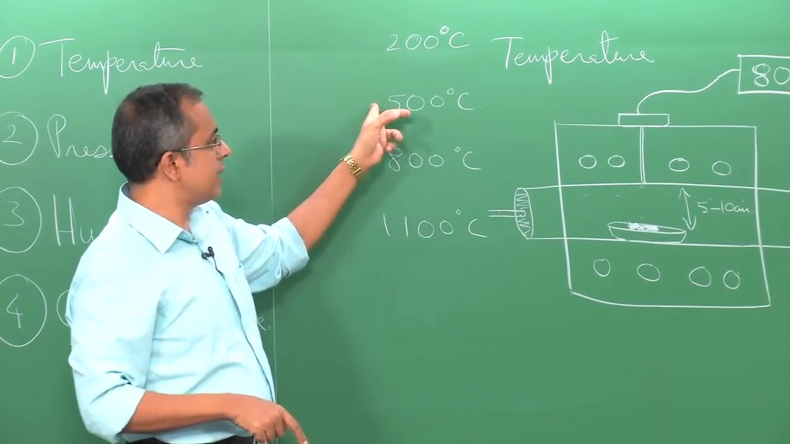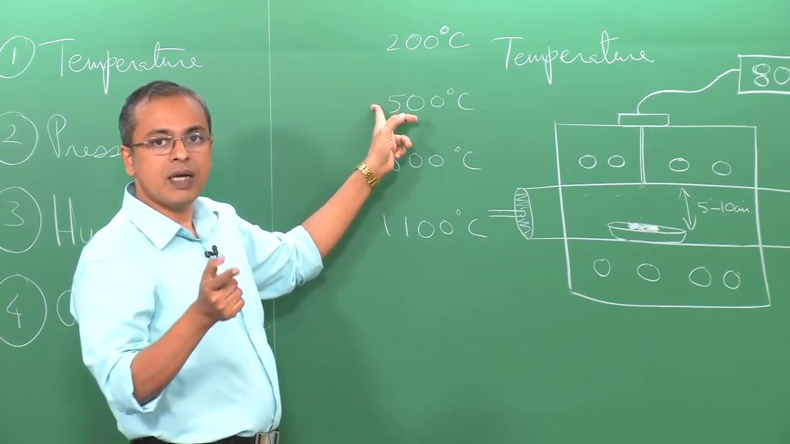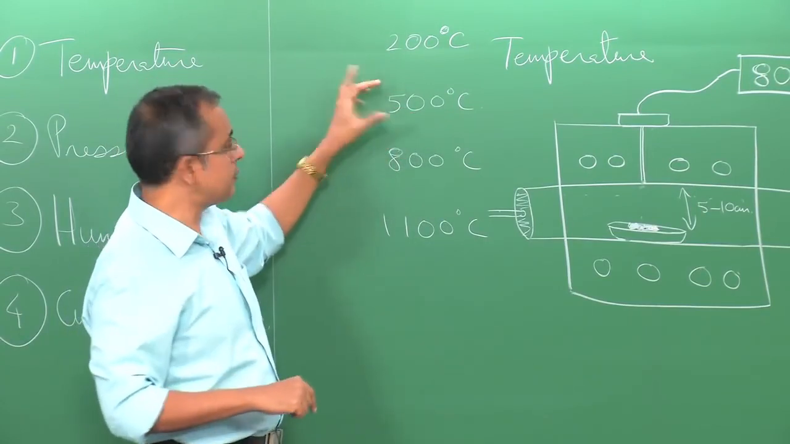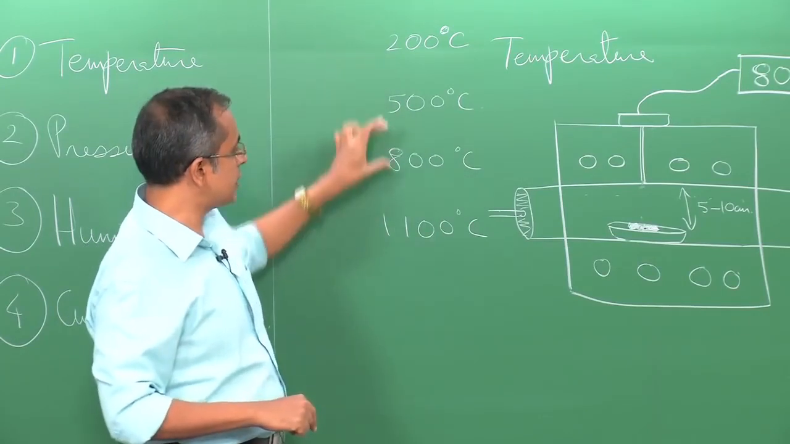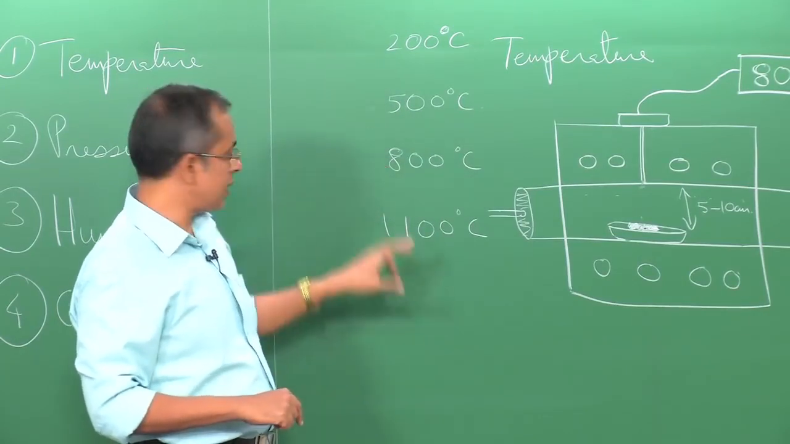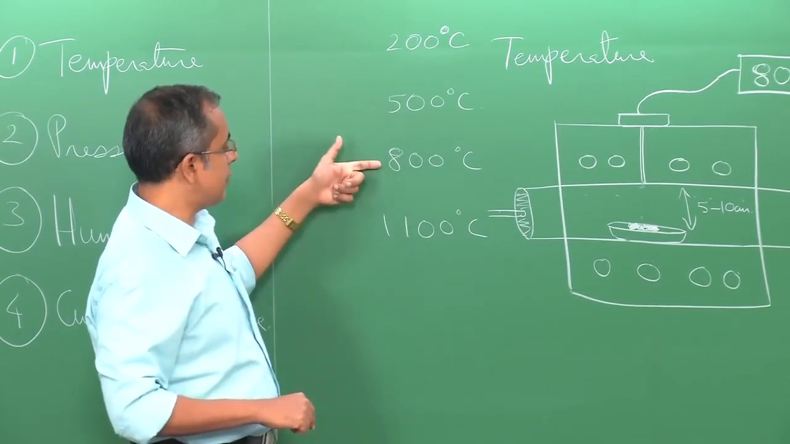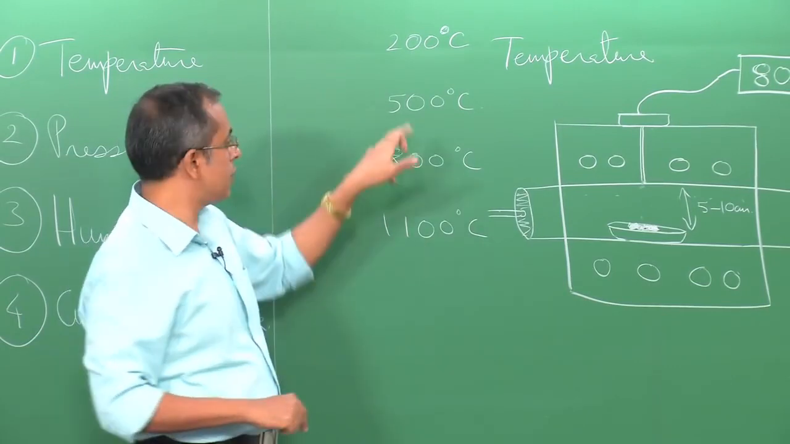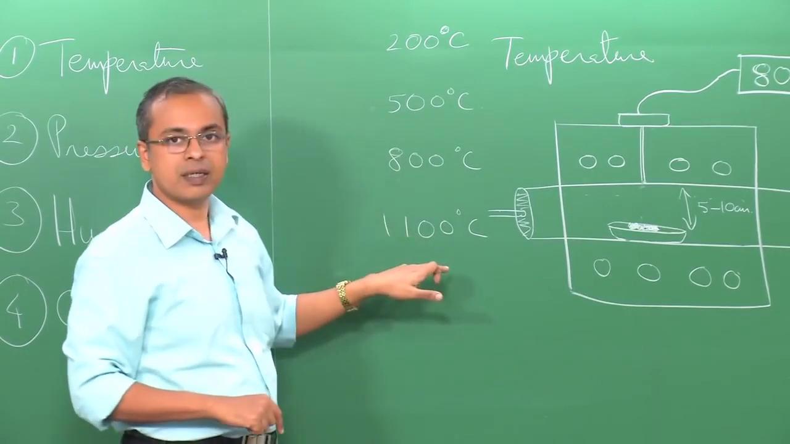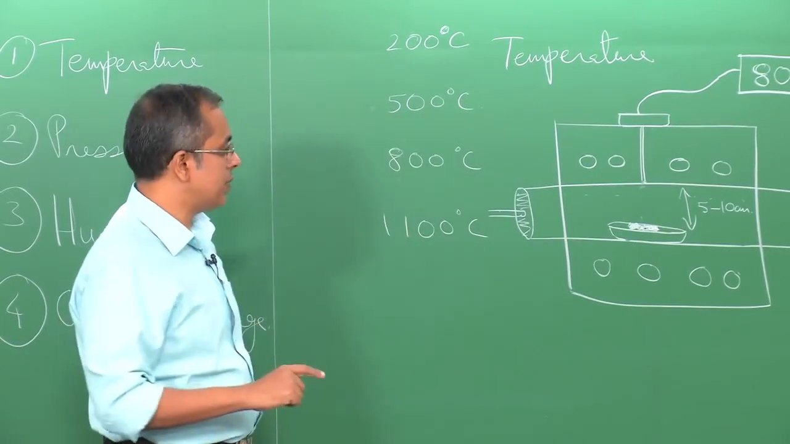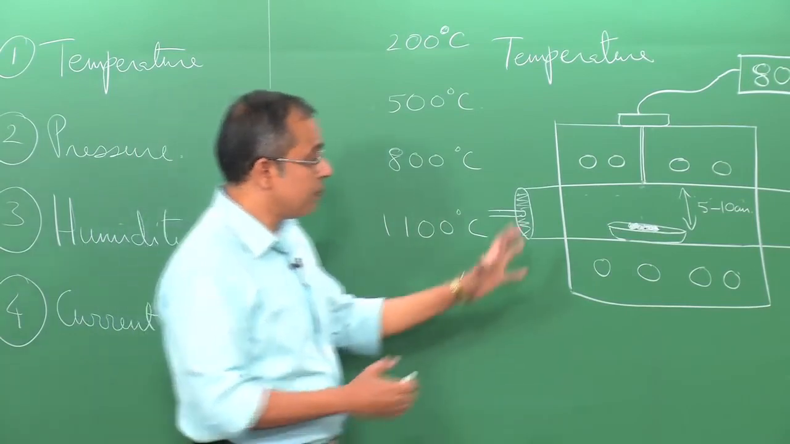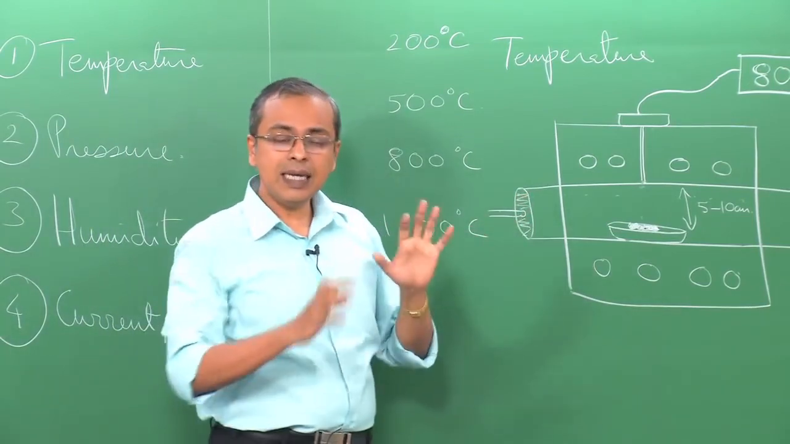What you thought was 500 degrees C may be 475 degrees C, and the difference may not even be the same. It may be a 25 degree difference here, 50 degrees here, 100 degrees here. So, you are getting data at 475, 750 and 1000, when you think you are getting it at 500, 800 and 1100. As part of experimental skills, you should be aware of this.